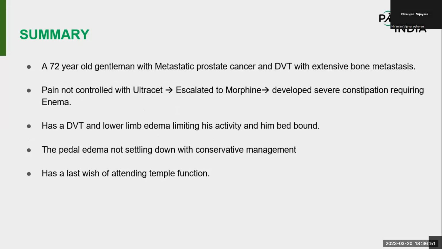So to summarize, this 70-year-old gentleman with metastatic prostate cancer with DVT and extensive bone metastasis. Pain not controlled with tramadol, we escalated to morphine, and he developed severe constipation requiring enema. He has a DVT and lower limb edema, limiting his activity and making him bedbound. The pedal edema was not settling down with conservative management. His last wish was to attend the temple function before the disease takes a toll on him.